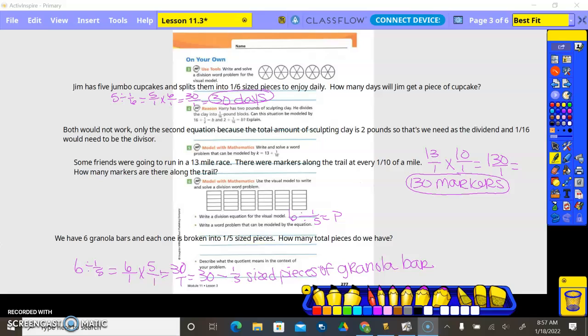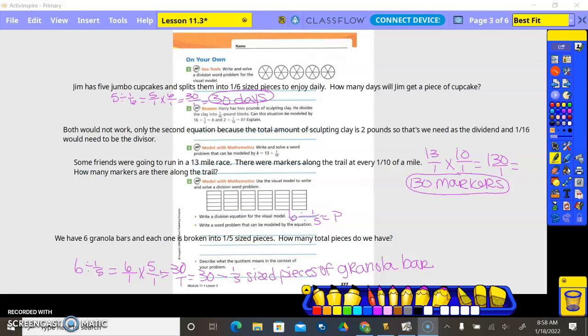Reason, Harry has 2 pounds of sculpting clay. He divides the clay into 1/16-pound blocks. Can this situation be modeled by 16 divided by 1/2 equals B and by 2 divided by 1/16 equals B? Explain. Both would not work, only the second equation, because the total amount of sculpting clay is 2 pounds, so that's what we need as the dividend, and 1/16 would need to be the divisor.